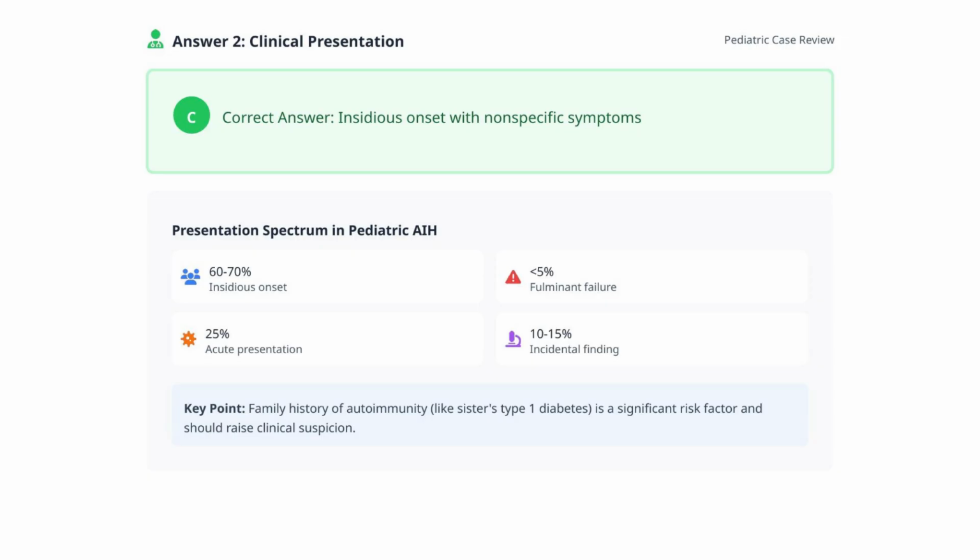Acute presentations resembling viral hepatitis occur in about 25% of cases. Fulminant hepatic failure is rare, seen in less than 5% of children. Incidental discovery through elevated liver enzymes occurs in 10 to 15% of cases.